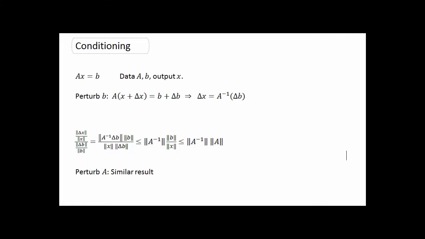All right, so it's a little bit easier if we consider the perturbations one at a time. So let's first look at perturbations of B only with A fixed. If B is perturbed by an amount delta B, so this is the perturbed input, and A is left alone, well, we know that X is going to have to change. So this is the perturbed output.